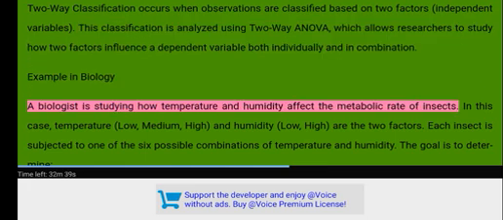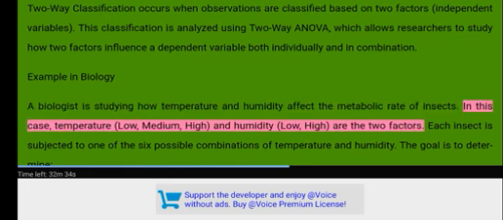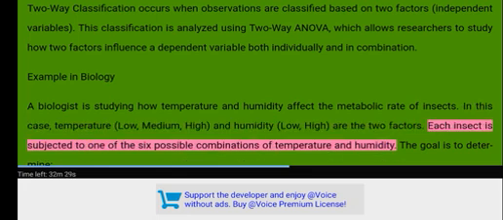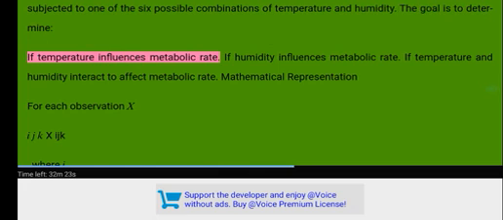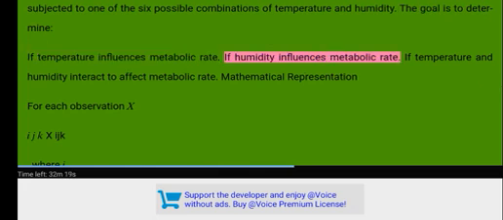Example in biology. A biologist is studying how temperature and humidity affect the metabolic rate of insects. In this case, temperature (low, medium, high) and humidity (low, high) are the two factors. Each insect is subjected to one of the 6 possible combinations of temperature and humidity. The goal is to determine if temperature influences metabolic rate, if humidity influences metabolic rate, and if temperature and humidity interact to affect metabolic rate.